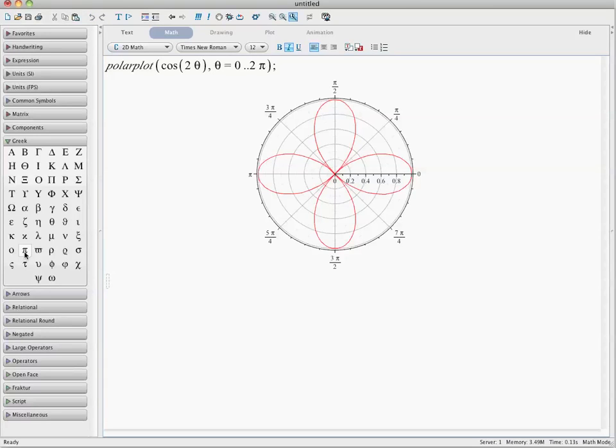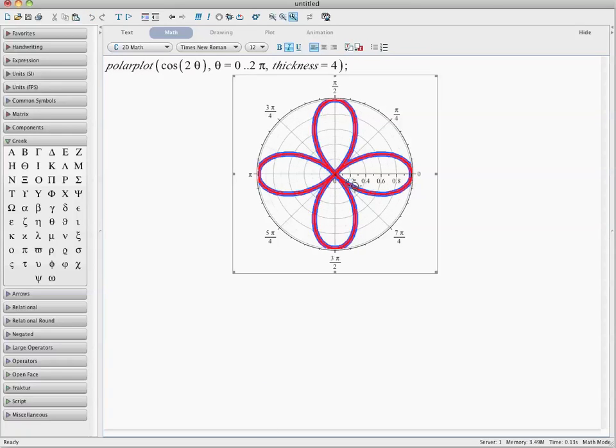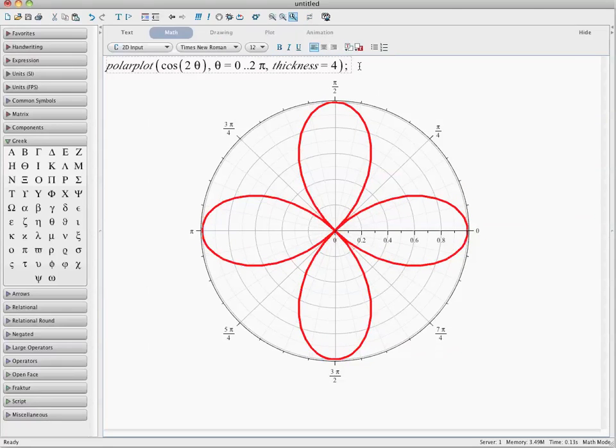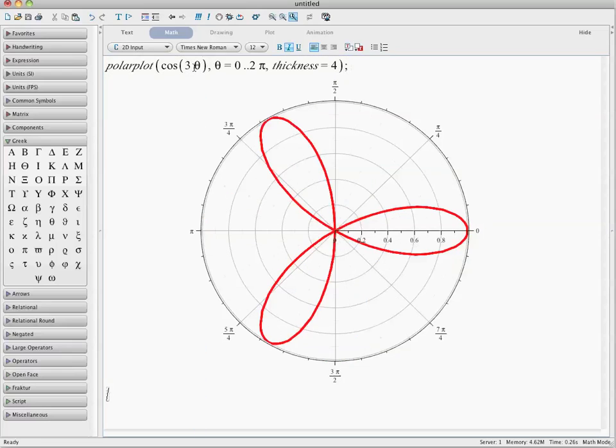See, that's that rose curve we did earlier. And I'm going to increase the thickness a little bit, and maybe even make it bigger so that it's really easy to see. Yeah, that should do the trick. Okay, so that's what we had when n equals 2. So what happens when n equals 3? There's the one that we just drew a moment ago. So now what happens when n equals 4?